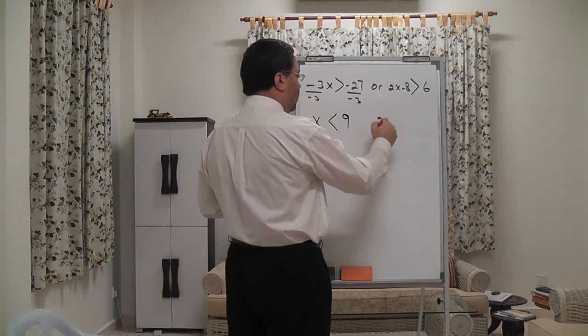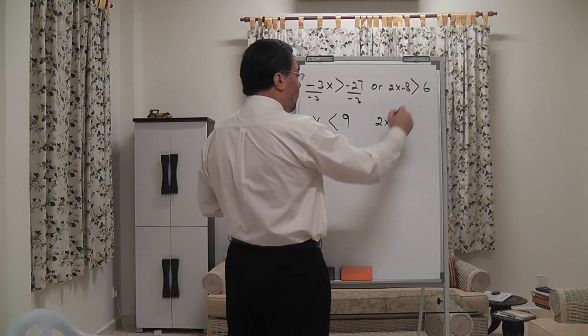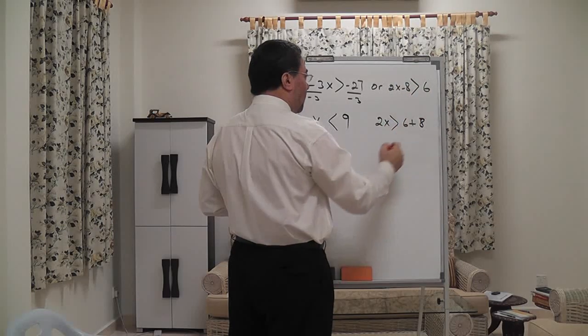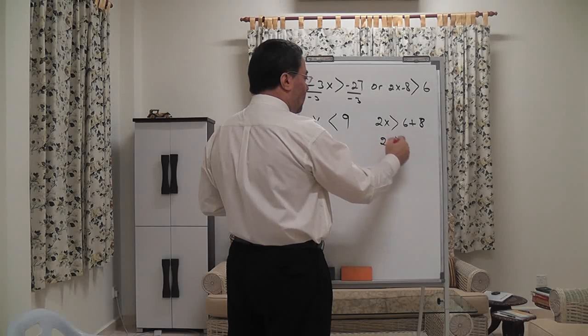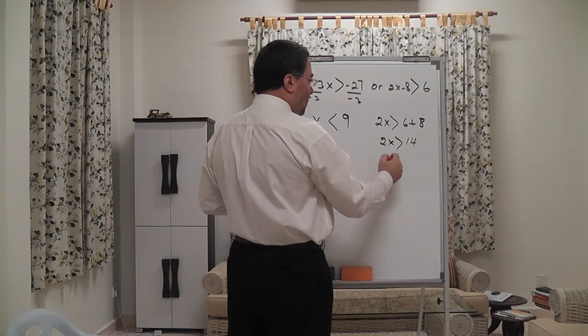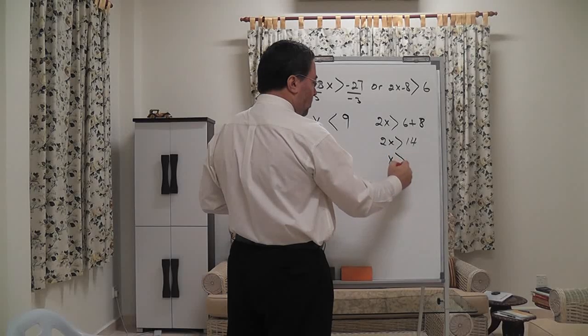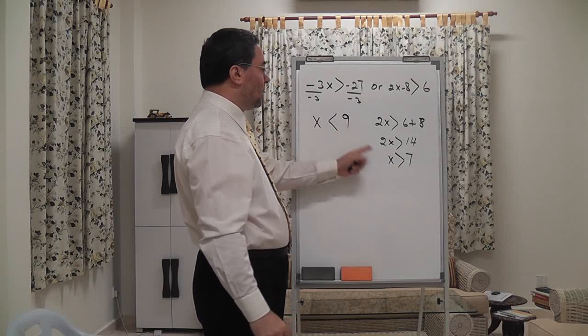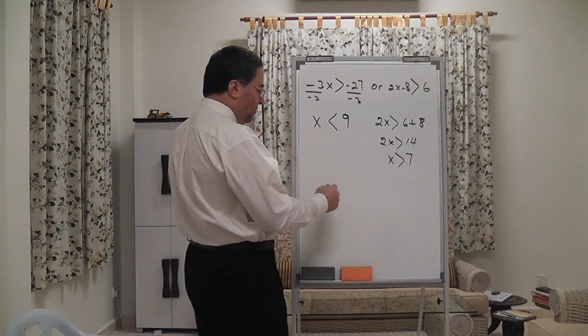Here we have to solve this. We take the 8 to the other side, and 2x is more than 14, and x is more than 7. So here we have two conditions: x less than 9 and x more than 7.